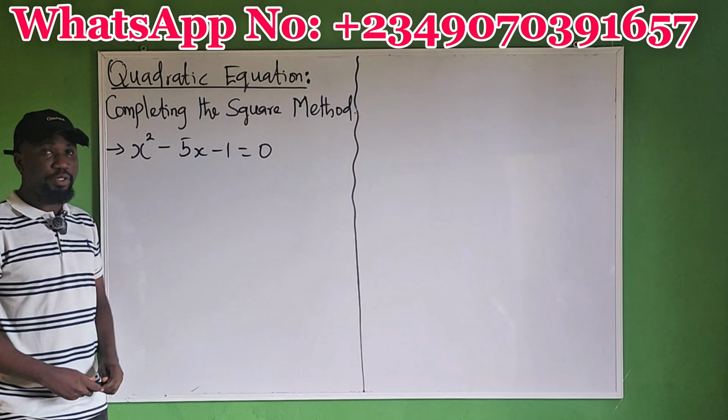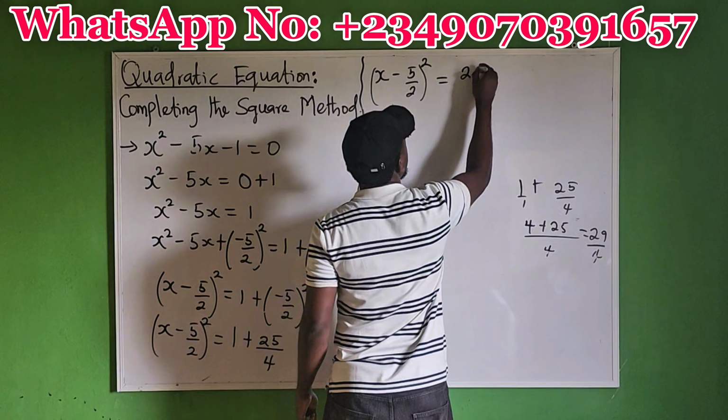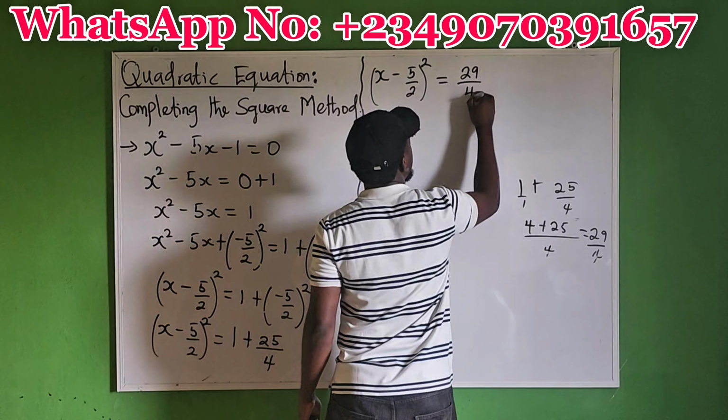So the LCM is 4. 4 divided by 1 is 4, 4 times 1 gives us 4, plus 4 divided by 4 is 1, 1 times 25 is 25. And 4 plus 25 gives us 29 divided by 4. So everything here will give us 29 divided by 4. So we have x minus 5/2 all squared equal to 29 divided by 4.